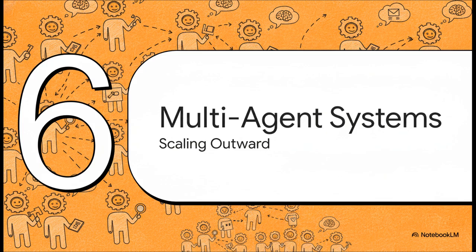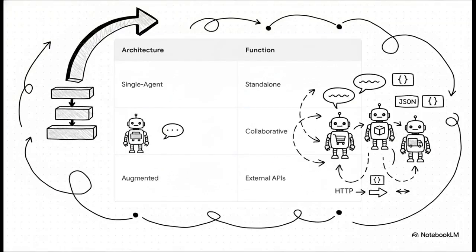Section 6. Multi-Agent Systems. We are now ready to move to the final, most advanced tier of this architecture. Let's look at how this builds from simple to complex. A single agent architecture handles your standalone tasks, like a basic support bot. But in a multi-agent system, you deploy multiple specialized models with entirely distinct roles. You might have a sales agent, an inventory agent, and a logistics agent all collaborating to solve a problem.